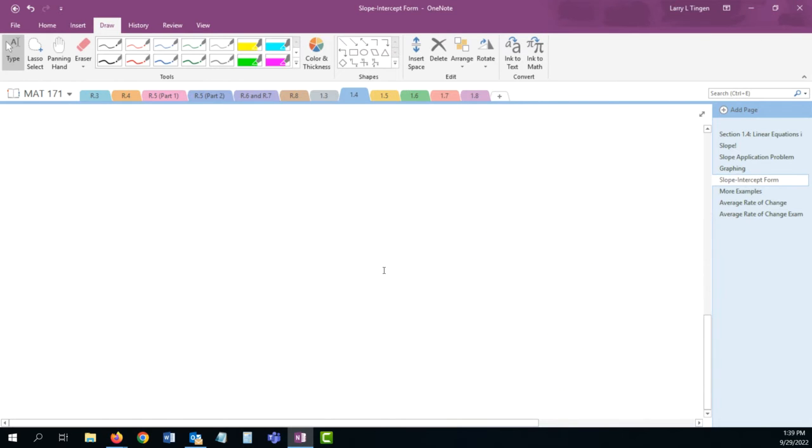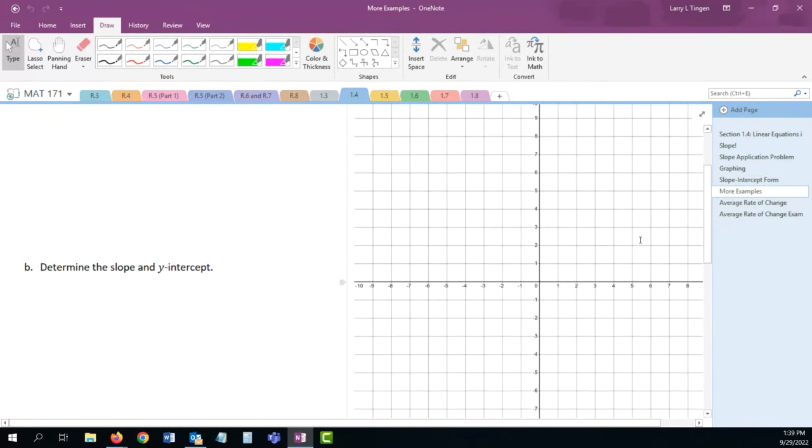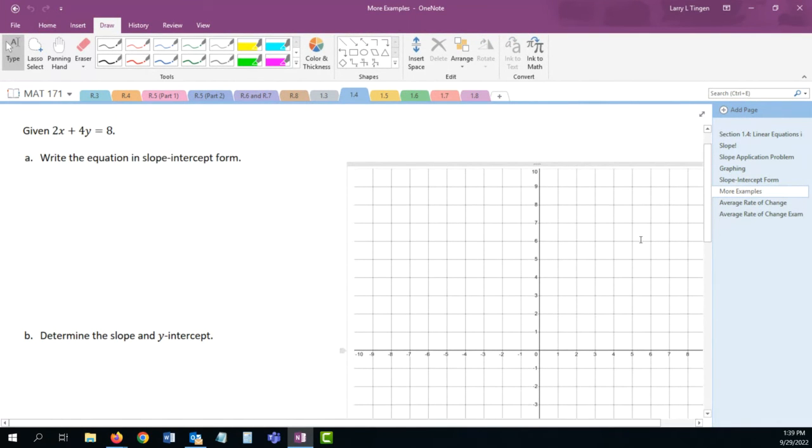And now it's your turn. Okay? So I'm going to go away. I want you to do the same thing for the problem on the next page. If I give you 2x plus 4y is equal to 8, I want you to follow the directions here: get this in slope-intercept form, find the slope and the intercept, and I'll pop off, and then we'll come right back in 3 minutes.